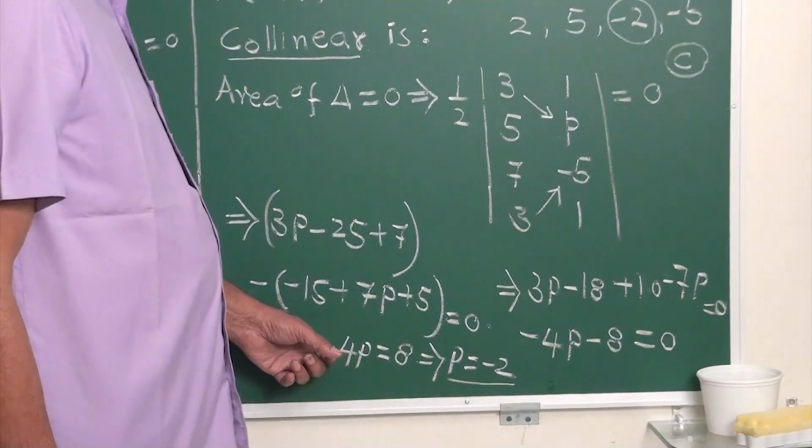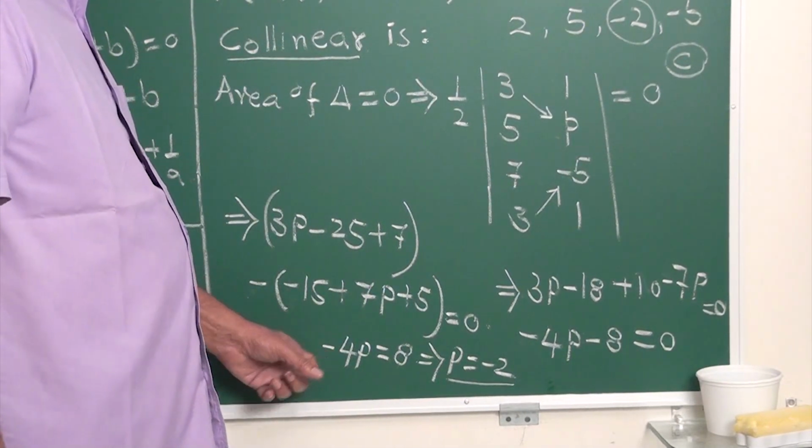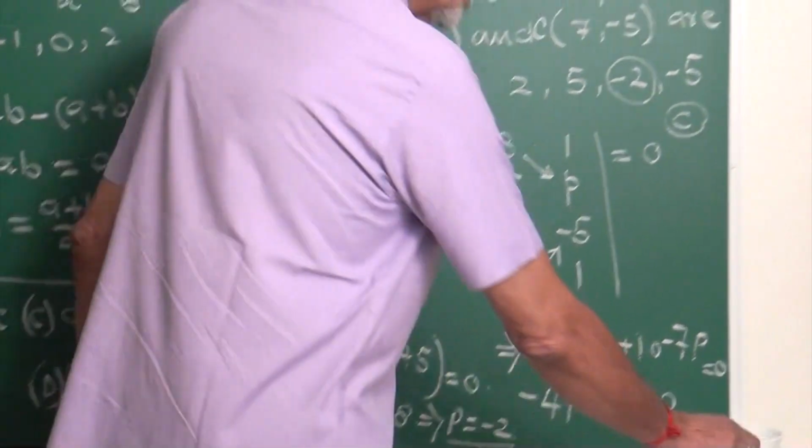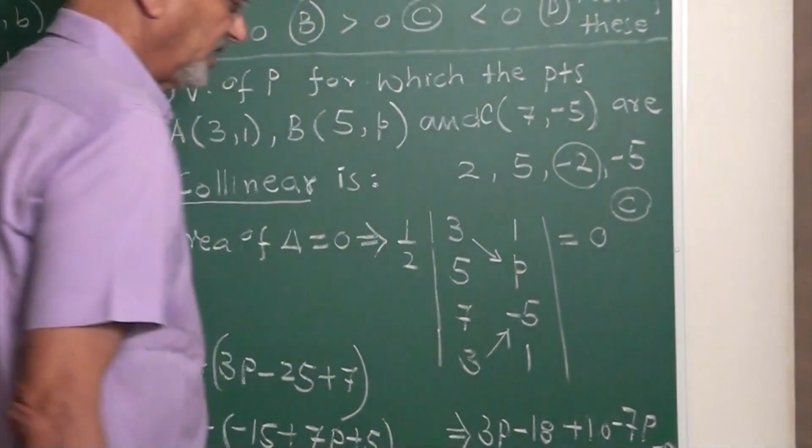Therefore, what is it? P equal to minus 2. The option is the third option, my friends. Third option. Yes.